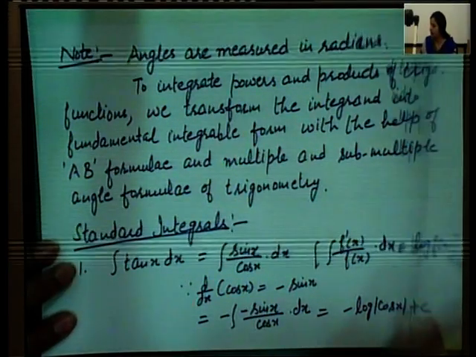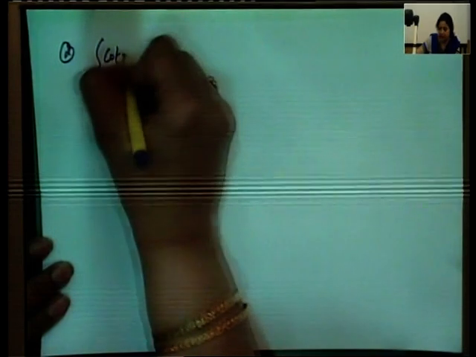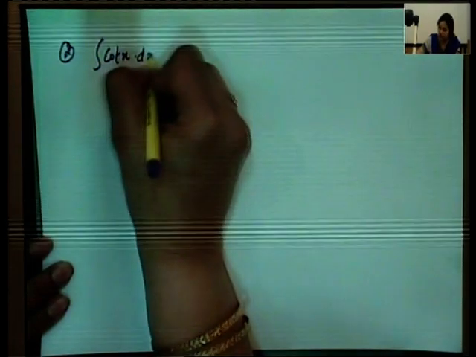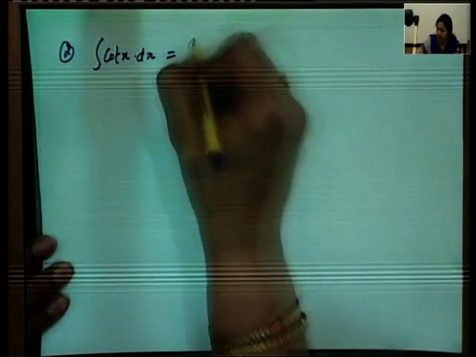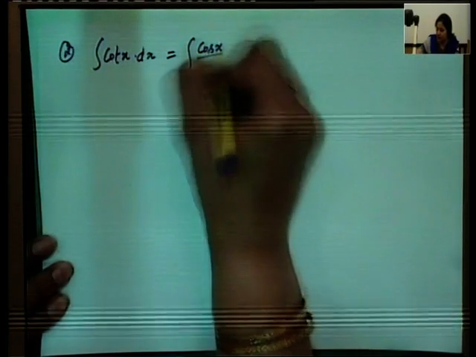The second result is integral of cotangent x dx. We know cotangent x can be written as cos x over sin x.